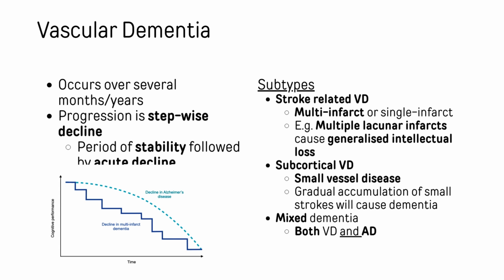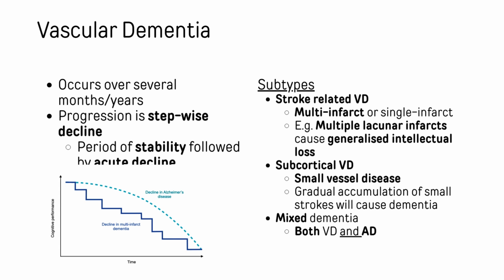Now, the next type of dementia we want to be aware of is vascular dementia. This is a type that is associated with vascular disease, so this can include pathology such as hypertension, atrial fibrillation, and PAD. It usually occurs over several months or years.